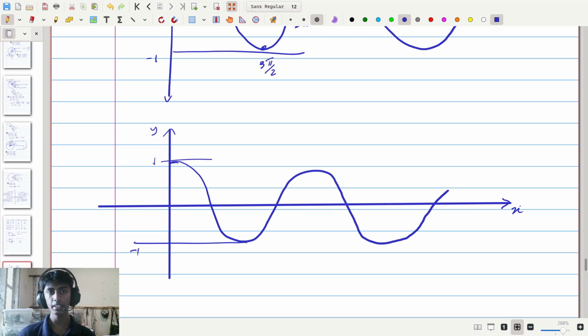Again, cosine theta varies between -1 and 1 inclusive. At the maximum point, cosine theta is 1 at x equals 0. At the minimum, it's -1 at x equals pi. And similar to sine theta, cosine theta repeats. It repeats at 2 pi radians.